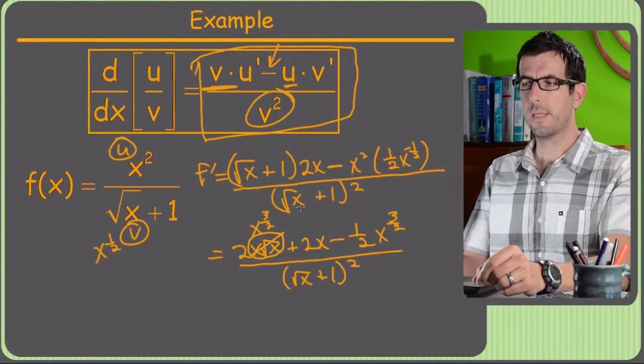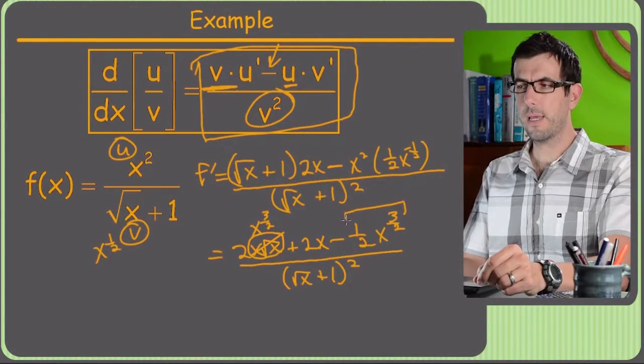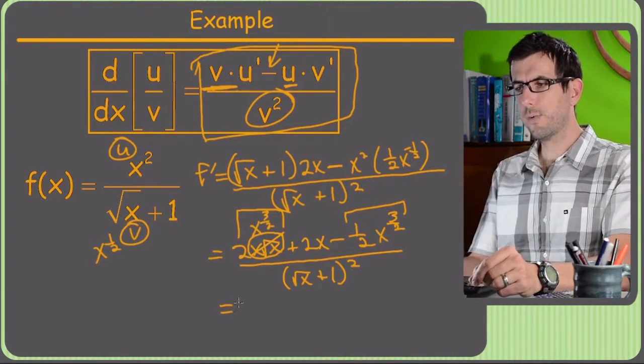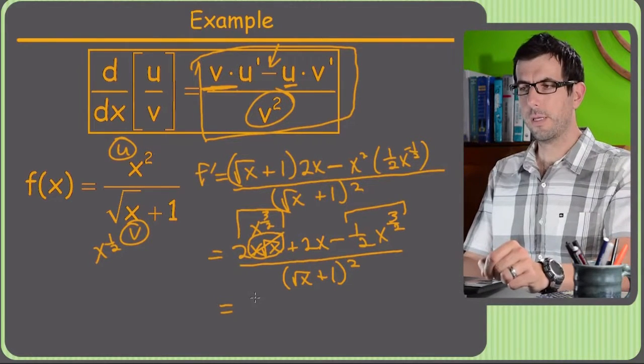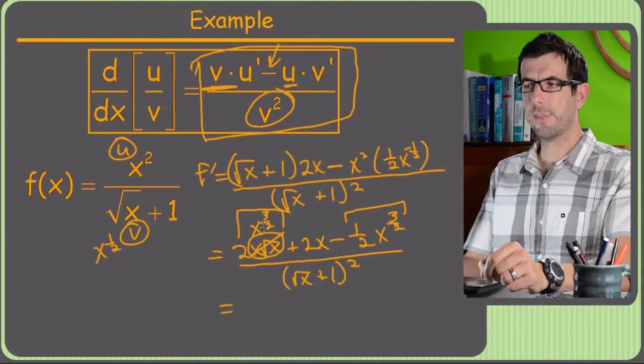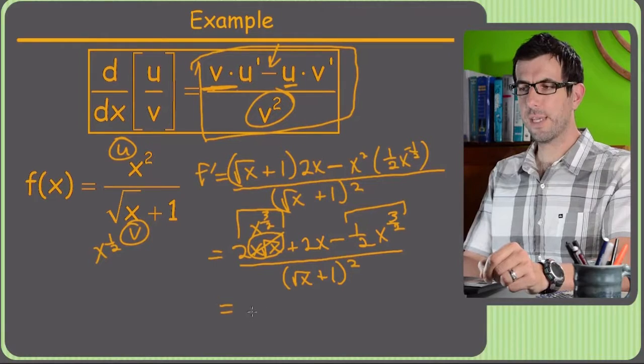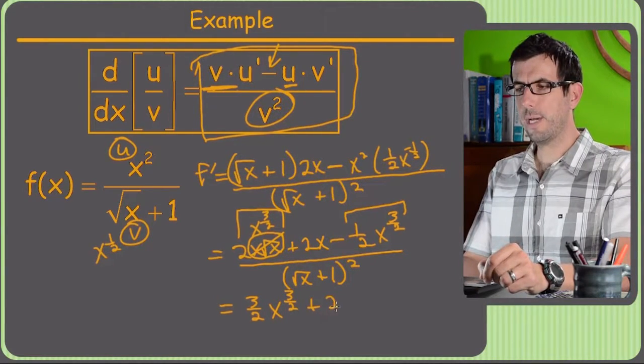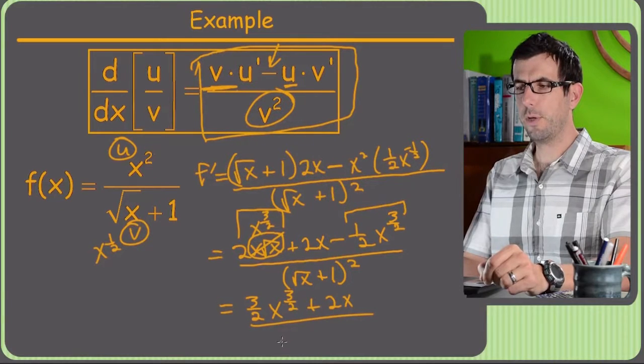So that means that this guy and this guy are like terms. So that's what we're going to do. 2x to the 3 halves minus 1 half x to the 3 halves is going to give us 3 halves x to the 3 halves, which I know is really confusing looking. And then we'll add 2x, and that'll all be over square root of x plus 1 squared.